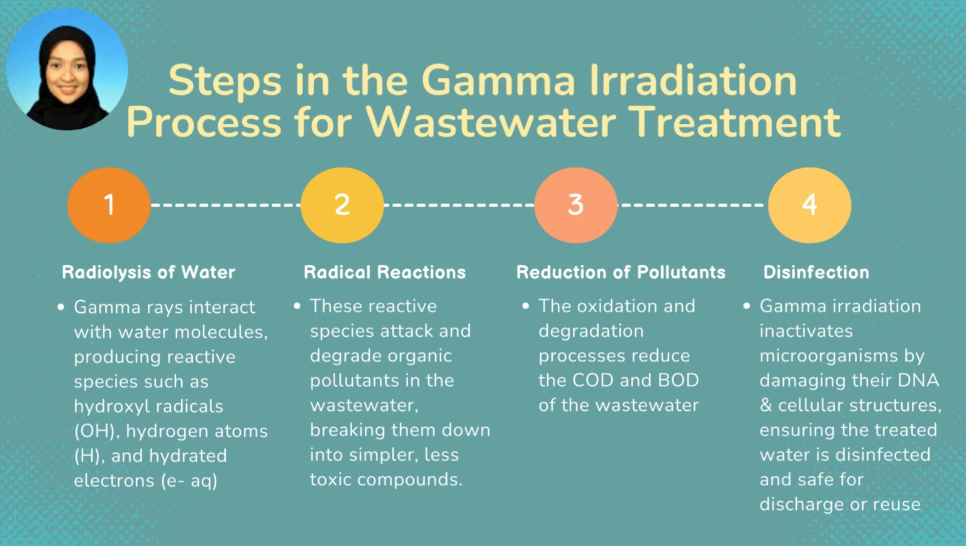Lastly, disinfection. Gamma irradiation also effectively kills microorganisms, including bacteria, viruses, and protozoa, by damaging their DNA and cellular structure, leading to their inactivation and ensuring the treated water is disinfected. This process is advantageous for treating various industrial effluents, including those from pharmaceutical, textile, and chemical industries, as it can handle high pollutant loads and complex mixtures effectively.